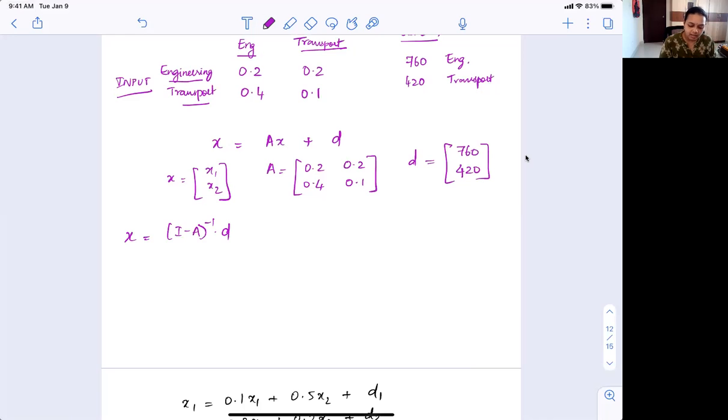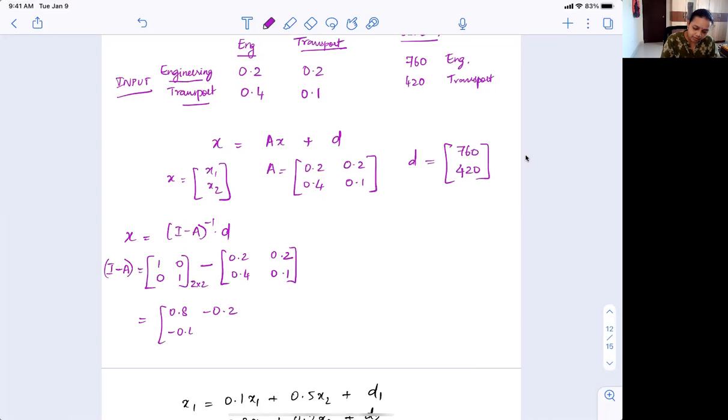For that, we need I minus A. And I is an identity matrix of the same order as A, because only then you can do the matrix subtraction, right? So we have a 2 by 2 identity matrix minus the technology matrix 0.2, 0.2, 0.4, and 0.1. So this now becomes 0.8, minus 0.2, minus 0.4, and 0.9. Now to compute (I minus A) inverse, we need to check if the determinant of I minus A is zero or non-zero.